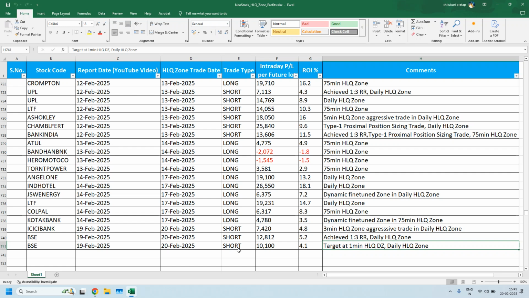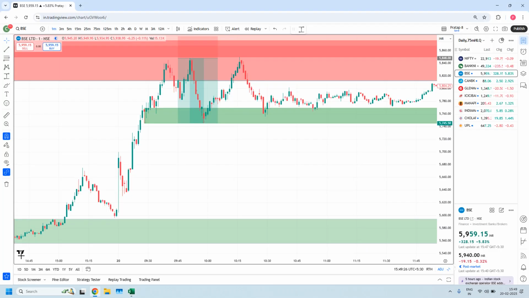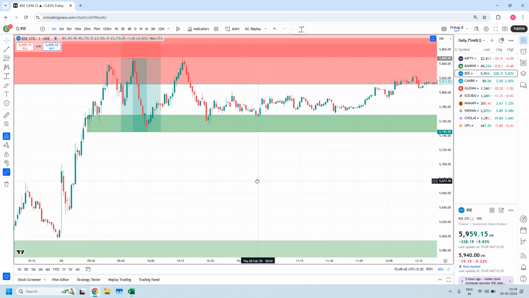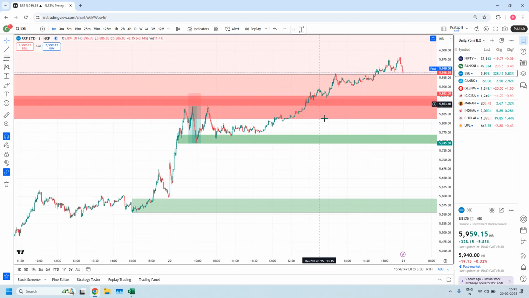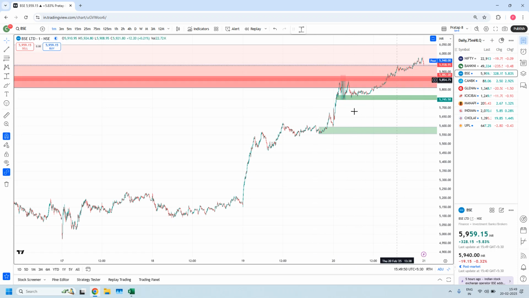You might have got only one successful trade. You would have got only 10,000 rupees profit. Instead of getting two profits, you would have got only one profit. But anyway, profit is a profit, right? But from the high liquidity zones point of view, from the performance point of view, it has given two opportunities. How many opportunities you utilized, that is all depending on your trade planning or trade management. That's it. Okay, after that BSE is violated. And this entire fine-tuned 75-minute zone is also gone.